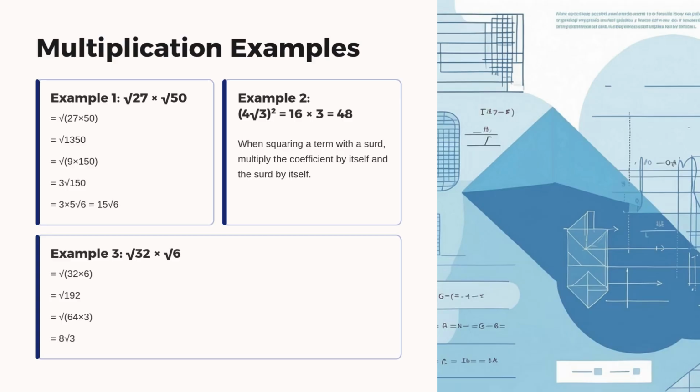Example 3. The square root of 32 times the square root of 6 equals the square root of (32 times 6). This is obtained as the product of two square roots equals the square root of the product. Equals the square root of 192. This is obtained by multiplying 32 and 6. Equals the square root of (64 times 3). This is obtained by finding the largest perfect square factor of 192 to simplify the surd. Equals 8 times the square root of 3. This is obtained as the square root of 64 equals 8.